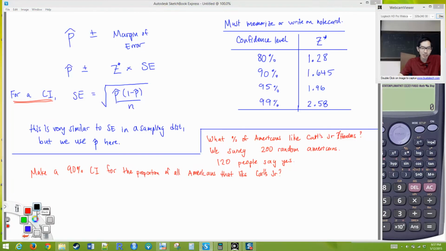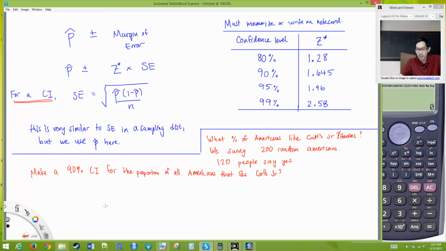We got 3 minutes left, so I better just do this problem for you guys. So just pay attention. We're going to start off and we're going to check p hat. P hat is what? 120 divided by 200, I get 0.6. So that's my p hat. I'm making a 90% confidence interval, so what z star do I use? Z star is going to be 1.645.